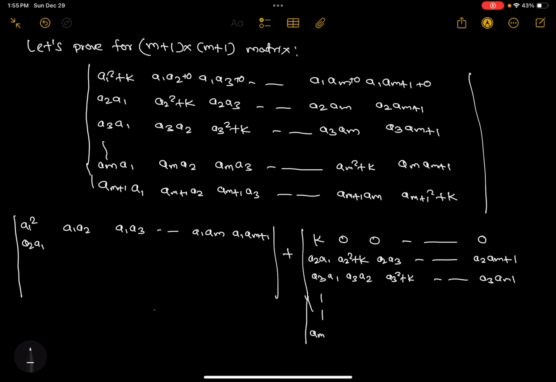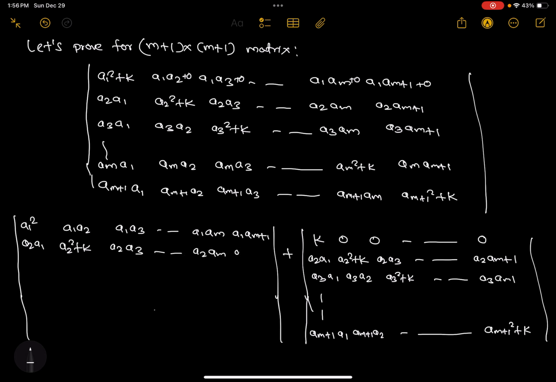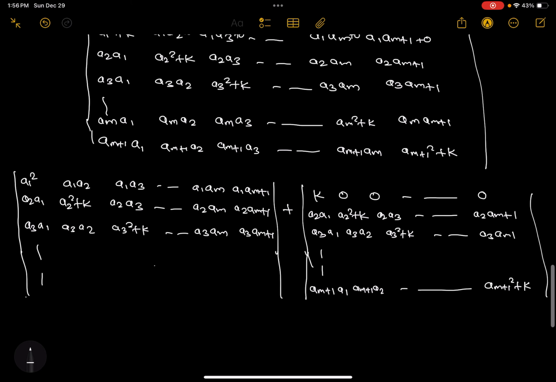Okay. a_{m+1}a_1, a_{m+1}a_2, and it goes on up to a_{m+1} square plus k, right? Now over here also it's the same. a2a1, a2 square plus k, a2a3 goes on up to a2am, a2a_{m+1}, and then a3a1, a3a2, a3 square plus k, a3am, a3a_{m+1}. Again, let me write it downwards as it will extend downwards as well. a_{m+1}a1, a_{m+1}a2 goes on up to a_{m+1} square plus k.